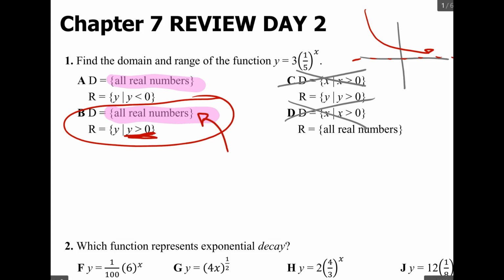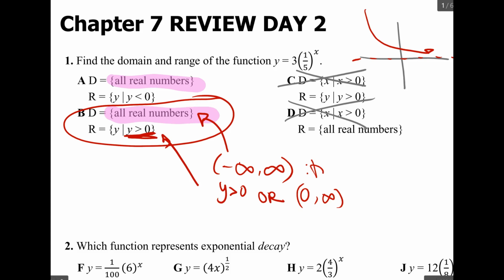So all real numbers is the same thing as negative infinity to infinity. Clearly these are problems I got from the resource CD of the book. And for this one, y is greater than 0, or you could say 0 to infinity. So this is the domain, and this is the range.